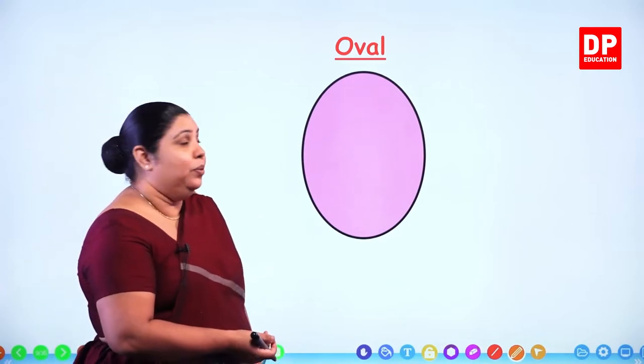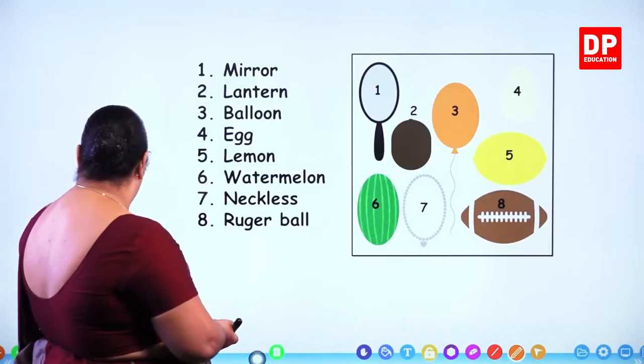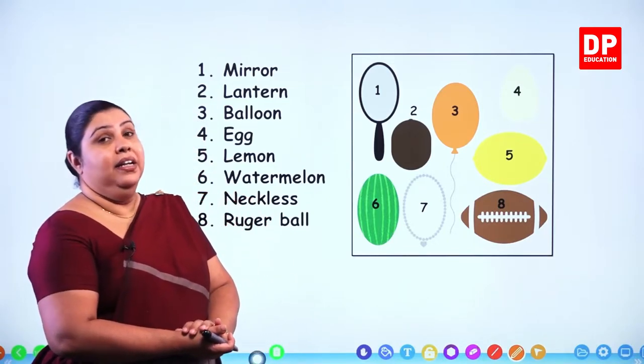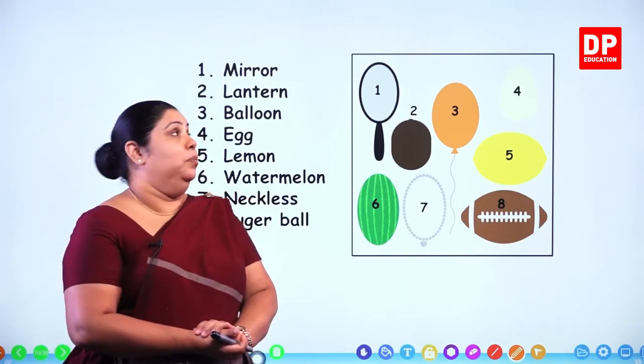So now let's take a look at some objects which we can see that is in the shape of an oval.